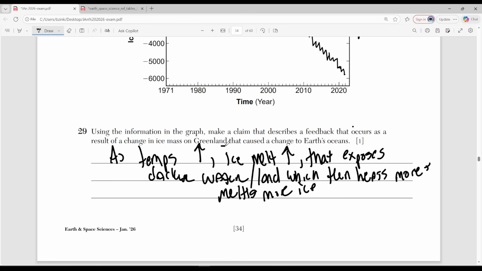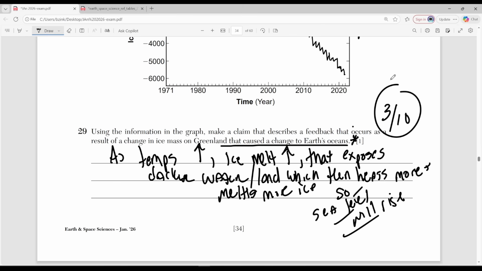Oh, but it does say that it causes a change to Earth's oceans. Okay, so really my answer is not that great. We've got to add how that changes the oceans. So we could keep it and say, so sea level rises. I almost missed that last part there. So yeah, that was pretty easy, honestly. 3 out of 10 on that one.